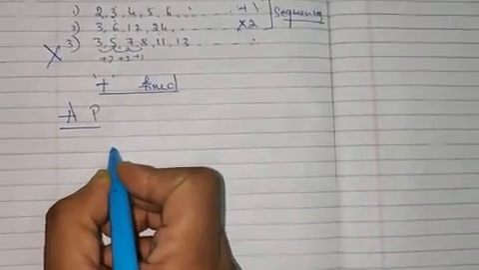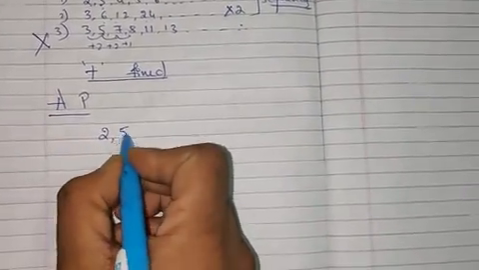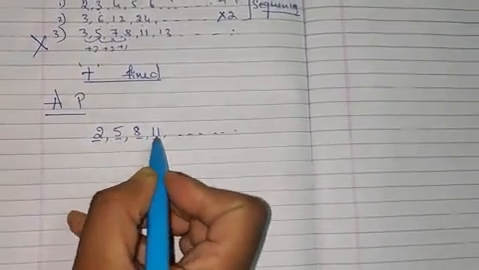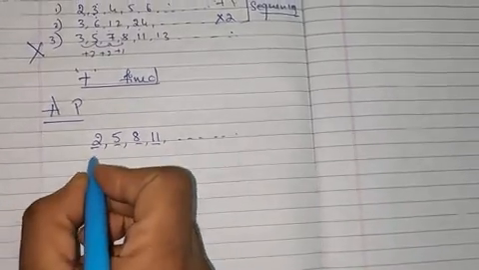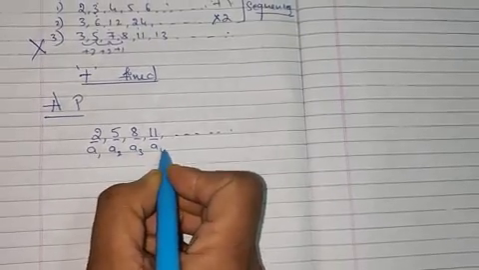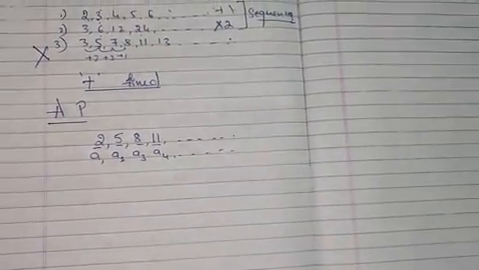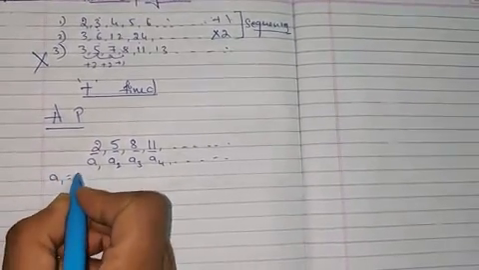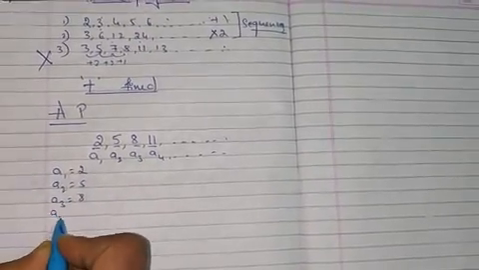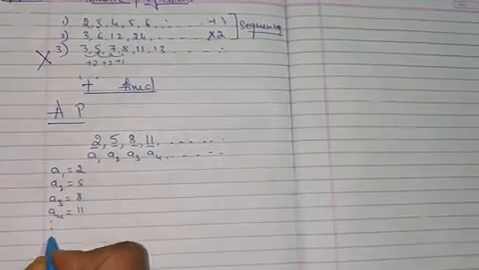So let us give some more examples. If I take 2, 2 plus 3, 5, 5 plus 3, 8, 8 plus 3, 11 and so on. So these are the different terms. Every number is called a term. For these terms, let's give some notation. The first term, let us call it A1, second term A2, third term A3, fourth term A4 and so on. As we took, the first term is 2, A2 is 5, A3 is 8, A4 is 11 and so on.